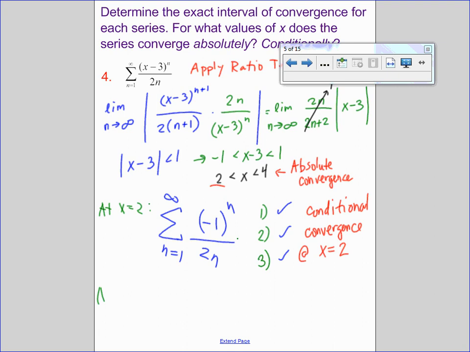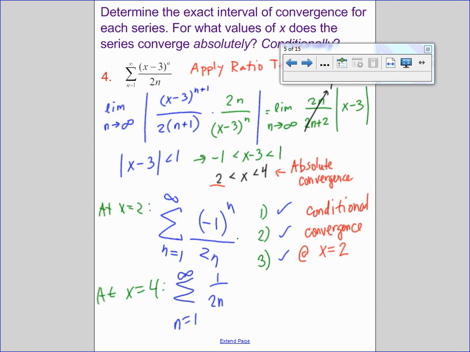So at x equals, what else do we still have to consider? Vivian? X equals 4. So let's try x equals 4. Then my original series becomes 4 minus 3 is 1, to the n, n equals 1 to infinity of 1 to the n over 2n. 1 to the n is forever going to be 1, so I don't have to write that, and I get half the harmonic series. This diverges by p-series in the absolute, in the conditional, everything.